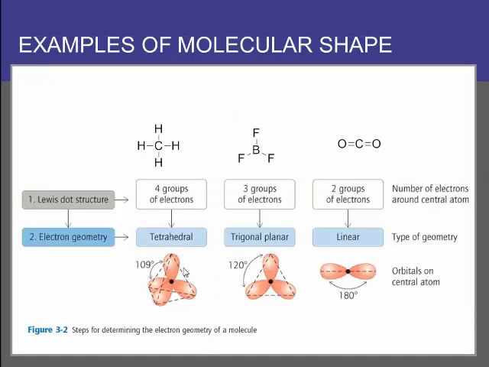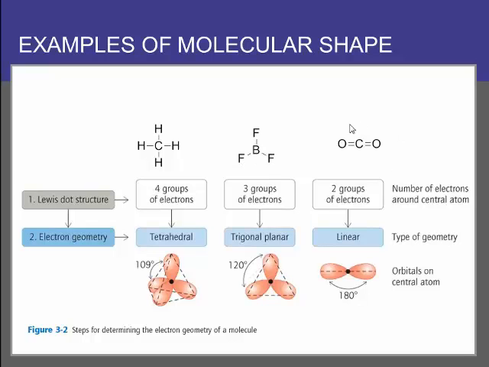So some examples of molecular shape. The Lewis dot structure shows 4 groups of electrons, like methane here. That is a tetrahedral electron geometry. Each of these 4 groups resides in one of these 4 lobes shown in this drawing here. If we have 3 groups of electrons, BF3 is a good example of that. There are only 3 bonds to boron, so that gives us 3 groups of electrons. That's a trigonal planar electron geometry. The FBF bond angle is 120 degrees.